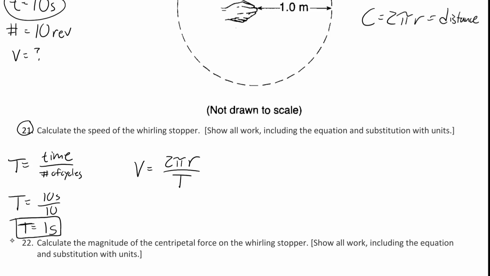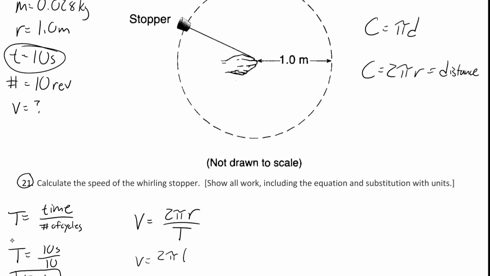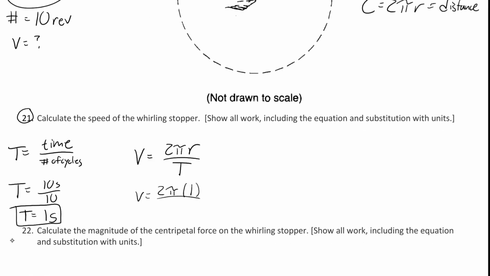See how they use a capital T? That's on purpose. It's almost like the lowercase t we use for time. It's uppercase because it's a special version of time. It's time for 1 revolution, 1 circumference. So, okay, this is equal to 2 pi times the radius, 1 meter, divided by the period, 1 second. So the velocity is 2 pi, or about 6.3 meters per second. Don't leave it in terms of pi. I mean, come on. When was the last time you said, oh, I ran so fast, I was running 3 pi meters per second?